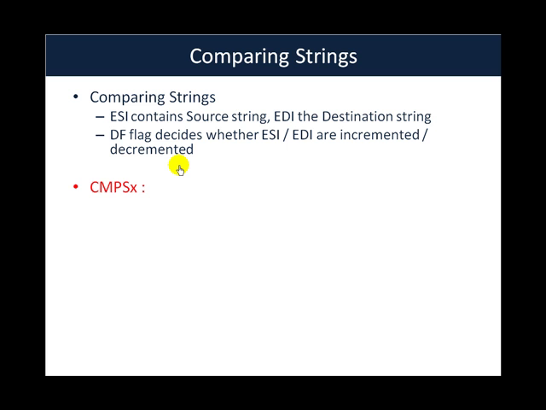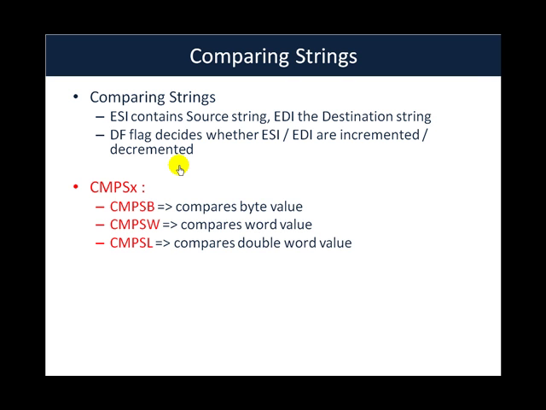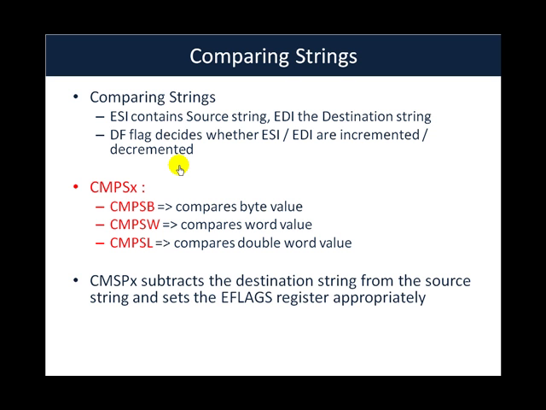So with ESI, EDI pointing to the source destination string, the CMPS series once again could have 4 variations when they are used to compare a single byte, a word, or a double word. Another thing one needs to understand is that because there is a comparison, there is going to be a subtraction, and that is what the CMPSX series of commands does.